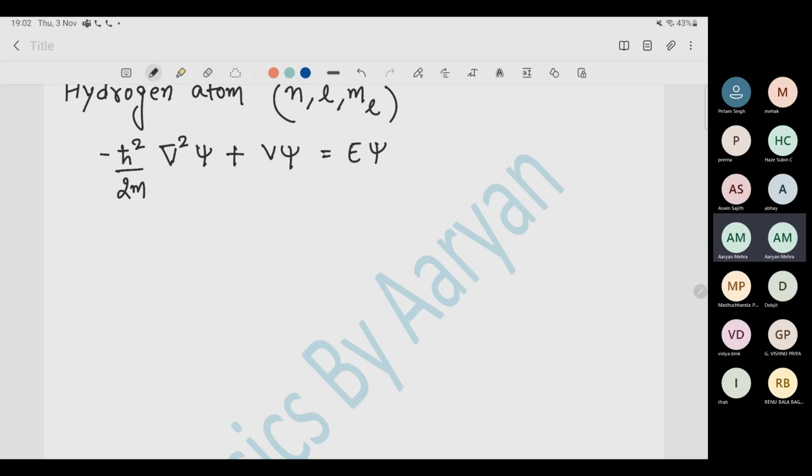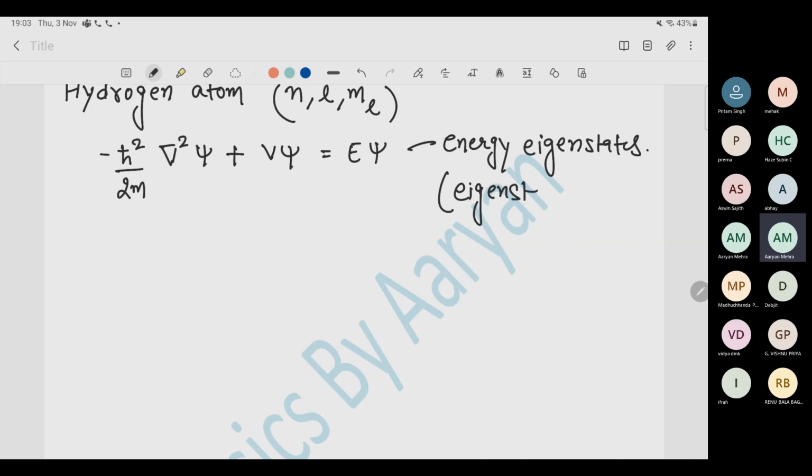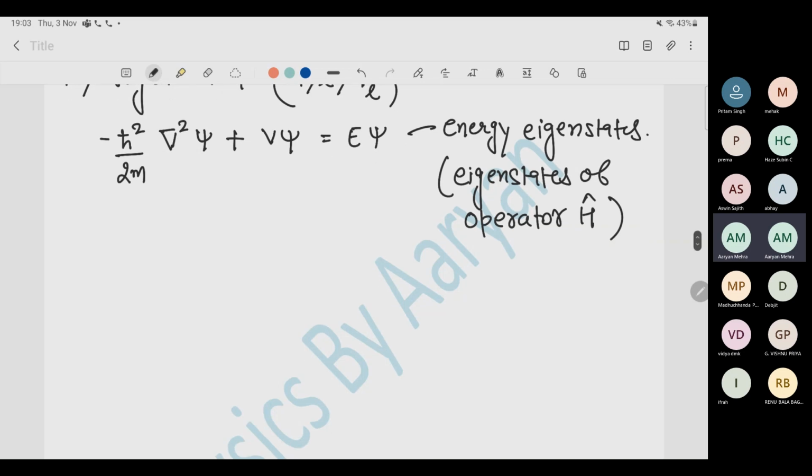The solution of the Schrodinger equation, this is a very important point, gives you the energy eigenstates, or you can say eigenstates of the operator Hamiltonian H cap.